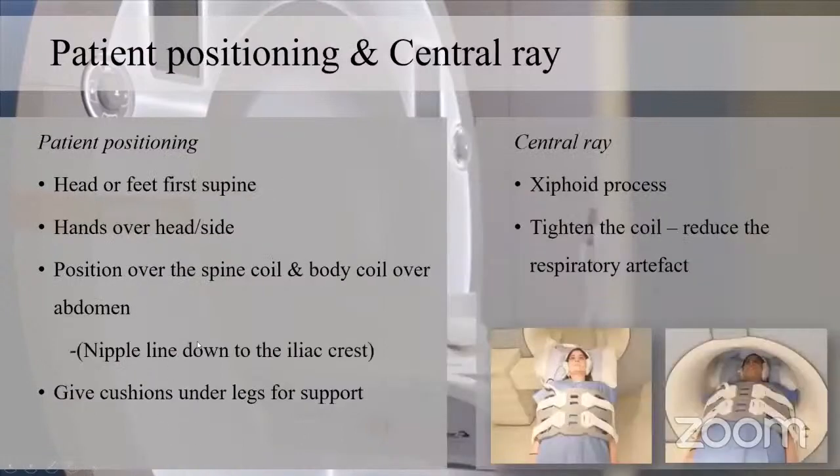Here, the patient positioning and central ray. The patient is positioned head first or feet first, supine, and the hands can be kept overhead or at the side of the trunk, but it's always better to keep them overhead to reduce the artifacts. The patient will be positioned over the spine coil, and over the patient there will be the abdominal coil or the body coil. During the placement, the upper part of the coil will be at the level of the nipple line, down to the iliac crest. You can give the patient some cushions under the legs for support.